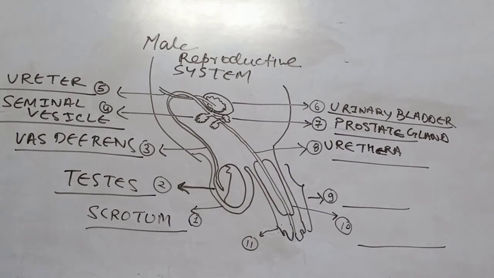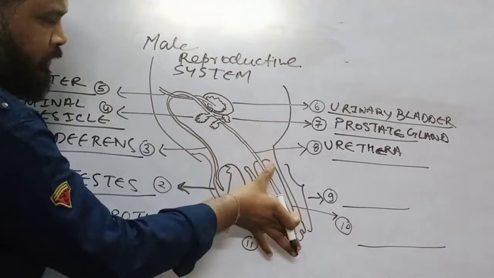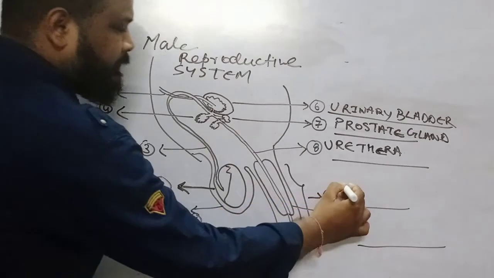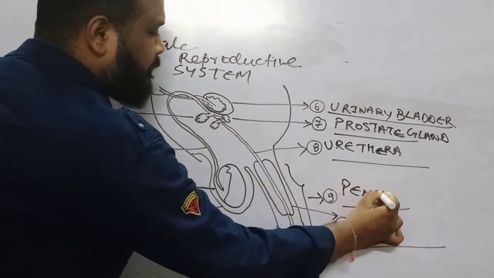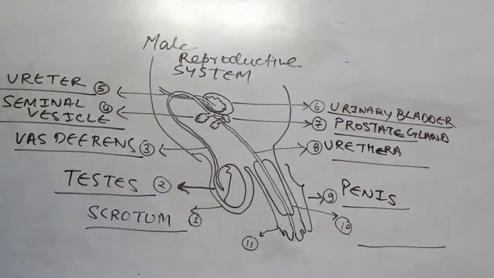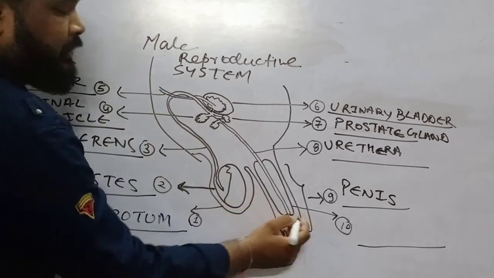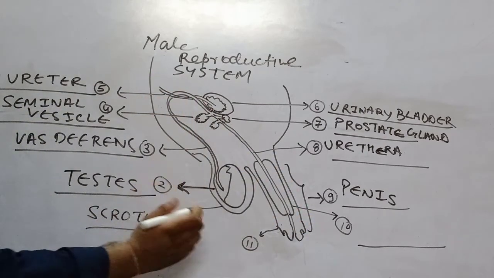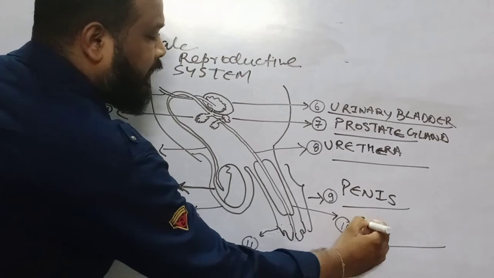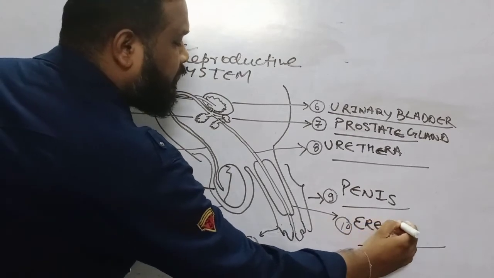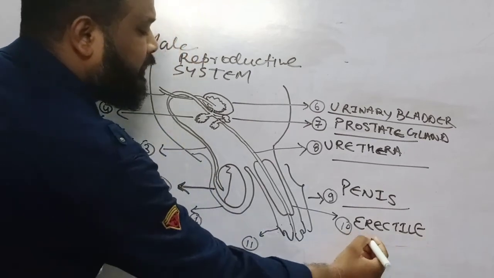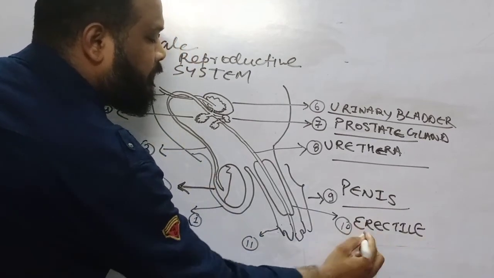Okay, students. The ninth is the complete external genitalia, which is the penis. You all are aware of this. And see, marking number 10 are the muscles which help in the erection of the penis. We call them erectile muscles. Erectile muscles are full of blood capillaries and blood supply.